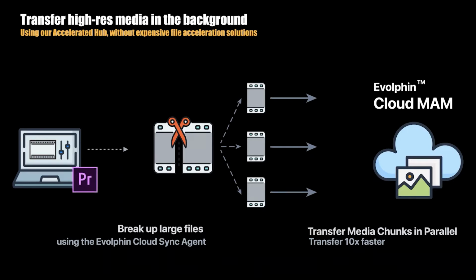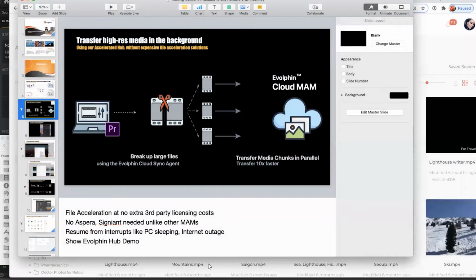And the most important point is this is designed to deal with interrupts. There are so many solutions that talk about copying content to the cloud, but if you look deeper, they can't deal with things like resuming from PC going to sleep, or there's an internet outage or a power outage, or your battery runs out. What happens to that transfer if you are copying 100 gigabyte and you were at 80 gigabyte and an interrupt happens? So that's what the Evolphin Hub does. So rather than talk about it, let's look at the product in action.